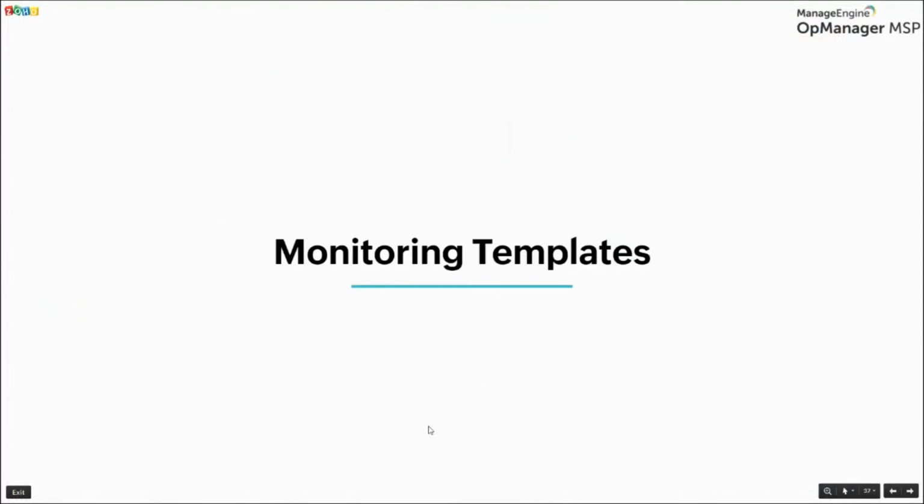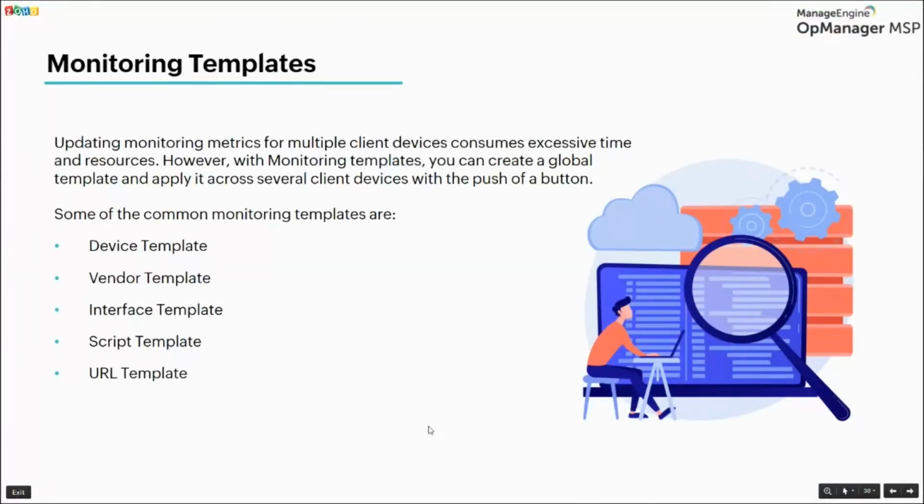The next topic which we are going to see is about monitoring templates. Updating the monitoring metrics for multiple client devices consumes excessive time and resources. However, with the monitoring template, you can create a global device template and apply it across various client devices with the push of a single button. Here are the common monitoring templates available in OpManager MSP: device templates, vendor templates, interface templates, script templates, and URL templates.